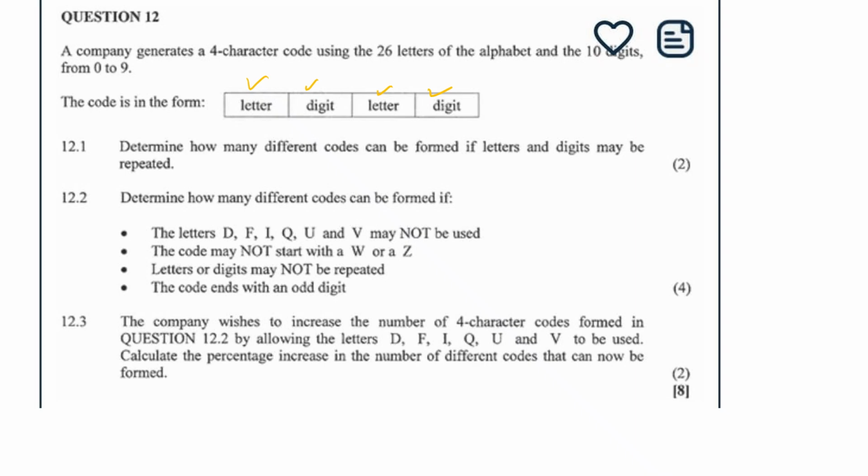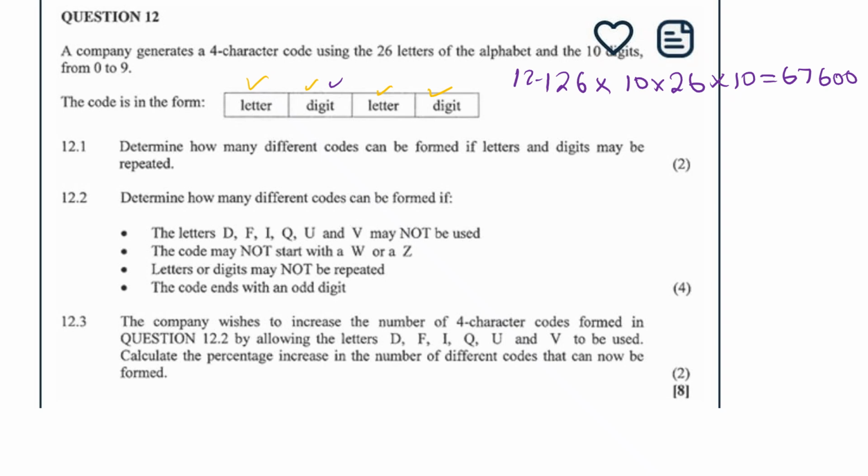12.1. Determine how many different codes can be formed if the letters and the digits may be repeated. Good. Now the letters, we have 26 letters multiplied by the digits, we have 10 digits, multiplied by the letters, 26, multiplied by the digits, 10, and then now it is what?